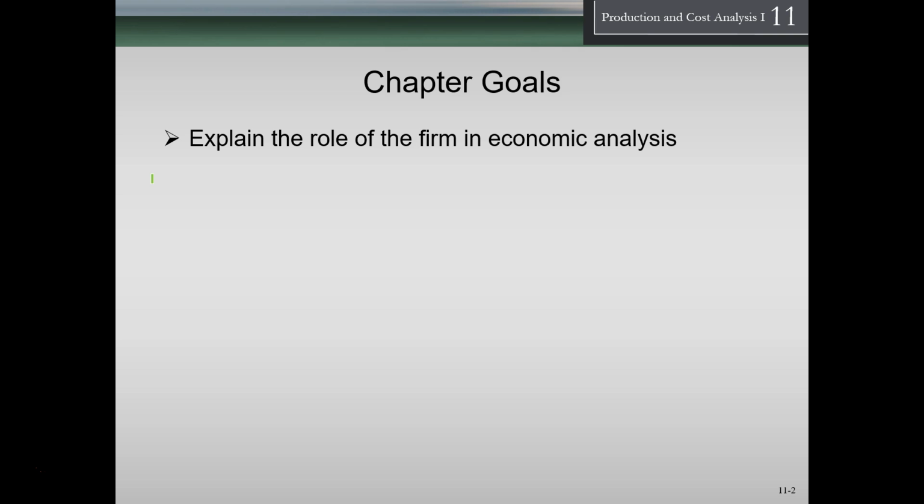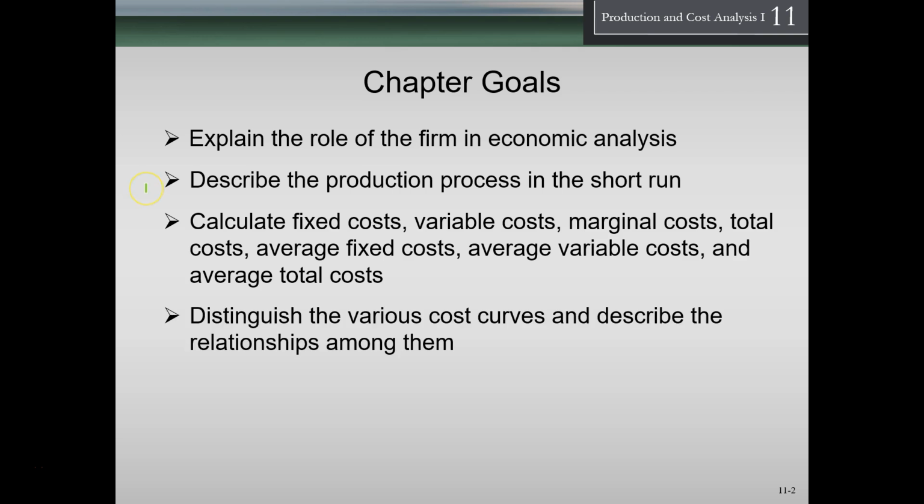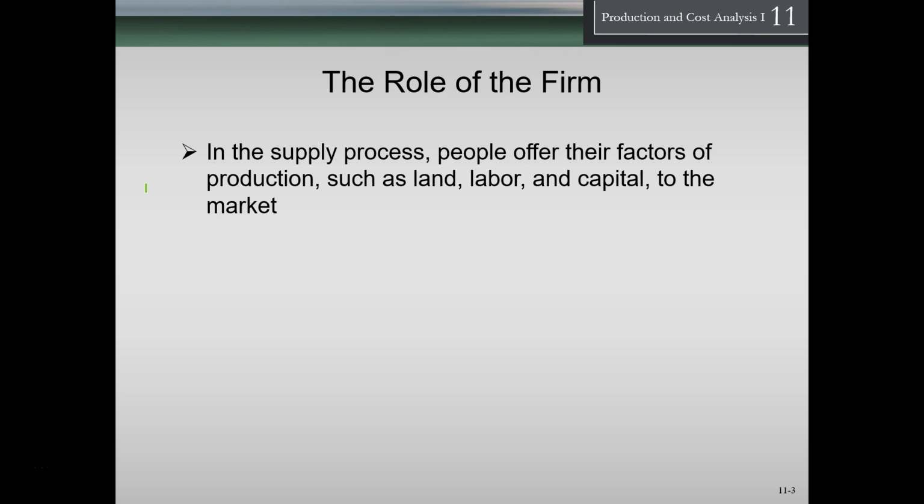So, explain the role of the firm in economic analysis. Describe the production process in the short run. Calculate fixed cost, variable cost, marginal cost, total cost, average variable cost, and average total costs. We'll distinguish the various cost curves and describe the relationship among them. All right, so we'll start off with the role of the firm.